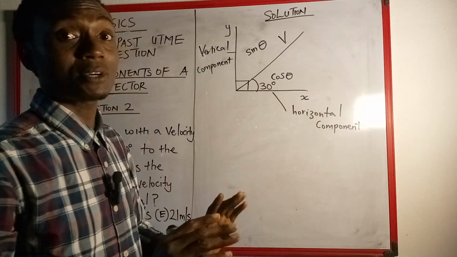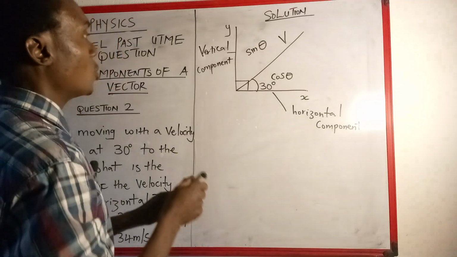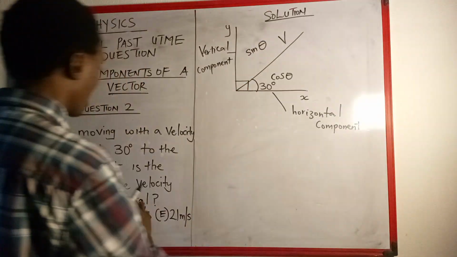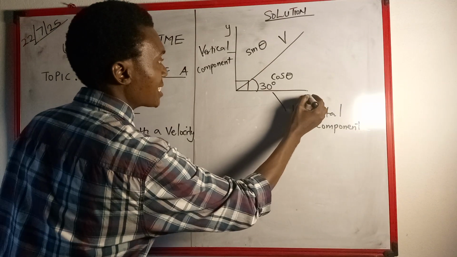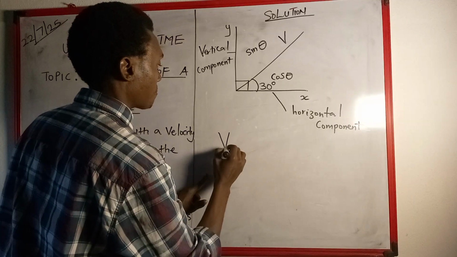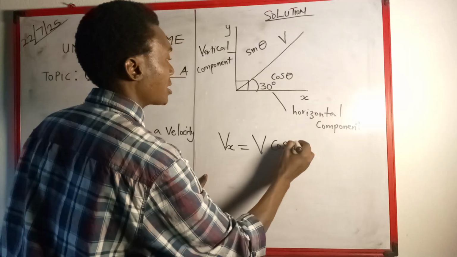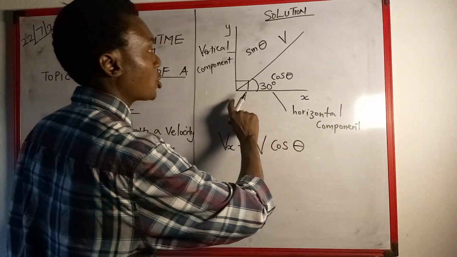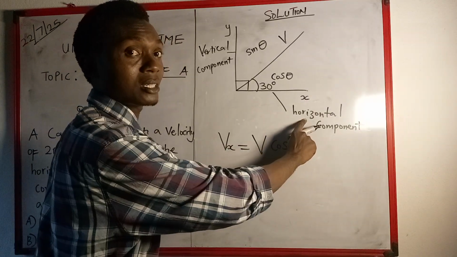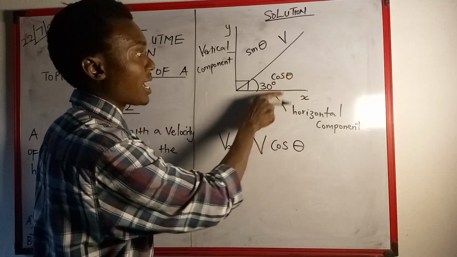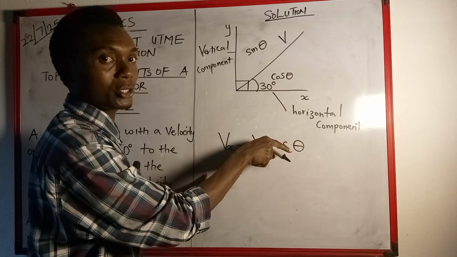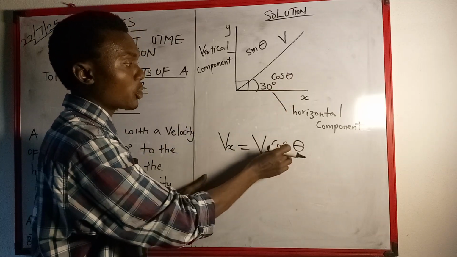Okay, so it makes our work very easy. The first thing you do, since you're looking for the horizontal velocity, is Vx equals V cos theta. Take note, because it's horizontal. Because cos theta is inclined to the horizontal. So that's why we're using V cos theta.